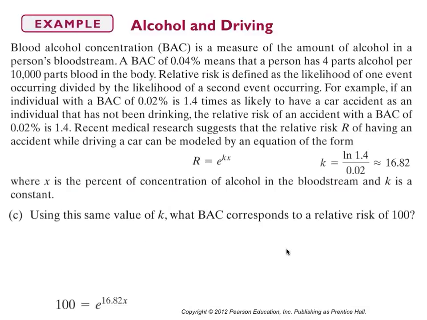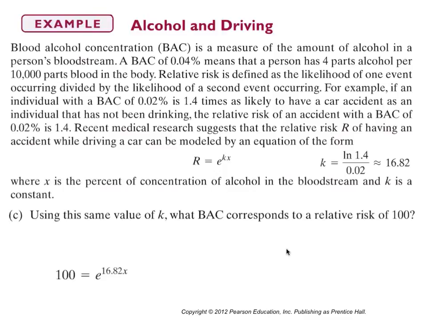or concentration. So for a concentration of alcohol in the blood of 0.17%, the relative risk of an accident is about 17.5. That means that a person who has a blood alcohol concentration of 0.17 is more than 17 times as likely to have a car accident as a person who has no alcohol in their bloodstream at all.